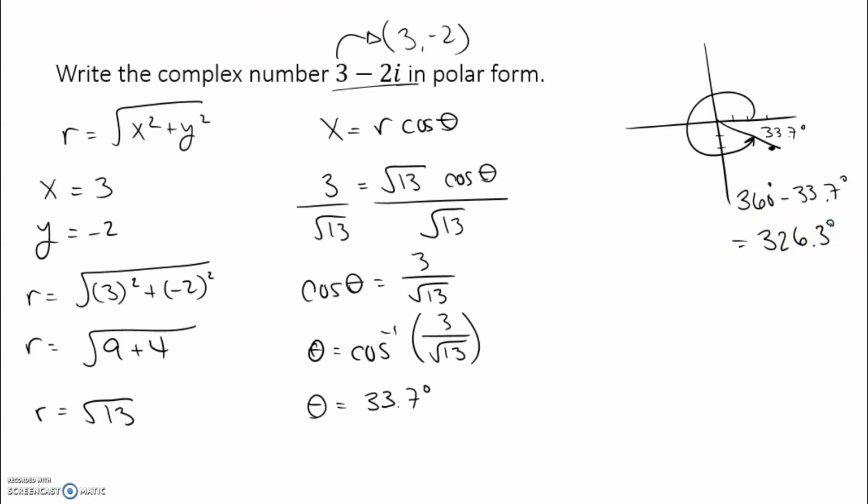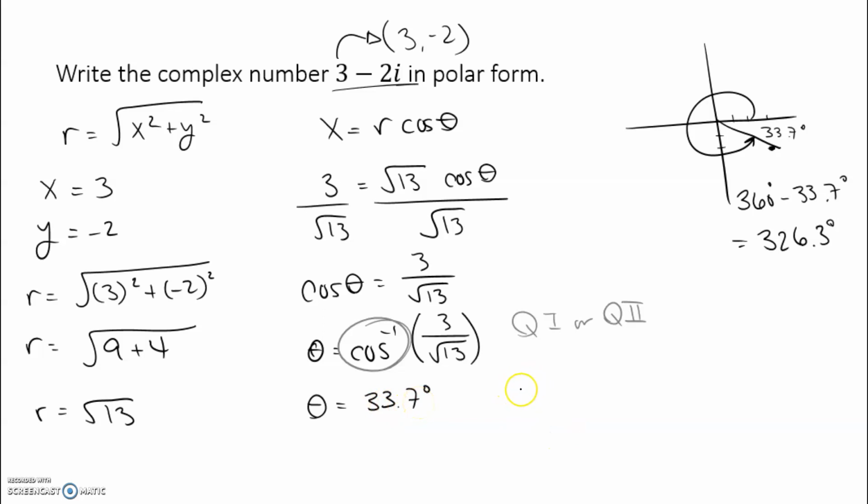Now the reason that your calculator gave you 33.7 is because we used the inverse of cosine. And remember, that's only going to give you angles in quadrant 1 or quadrant 2. So this is where we had to be smarter than our calculator. So we need to use the 326.3 degrees for our angle and not the 33.7.